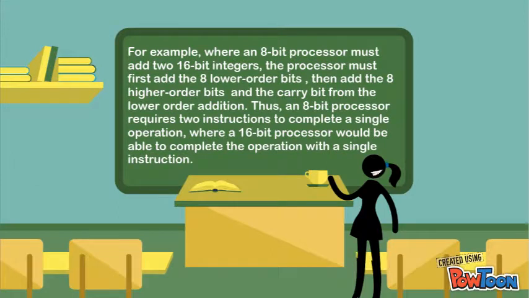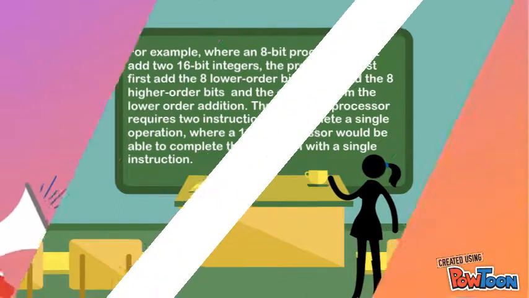For example, where an 8-bit processor must add two 16-bit integers, the processor must first add the 8 lower-order bits, then add the 8 higher-order bits and the carry bit from the lower-order addition. Thus, an 8-bit processor requires 2 instructions to complete a single operation, where a 16-bit processor would be able to complete the operation with a single instruction.